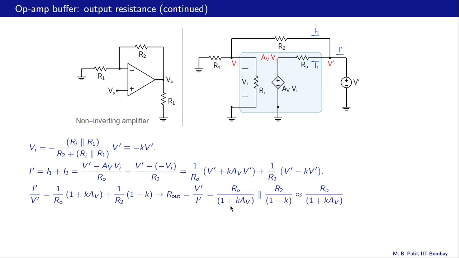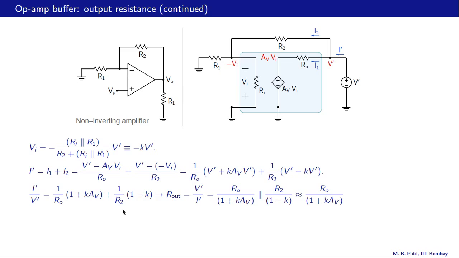Now of these two, this resistance is clearly very small because we have RO here, and RO of an op amp is a small resistance, and therefore a small resistance in parallel with a larger resistance is essentially that smaller resistance itself. So then we have Rout approximately equal to RO divided by 1 plus K times AV. Now AV is a large number, 100,000 for the 741 op amp, so therefore this quantity is actually a very small resistance.